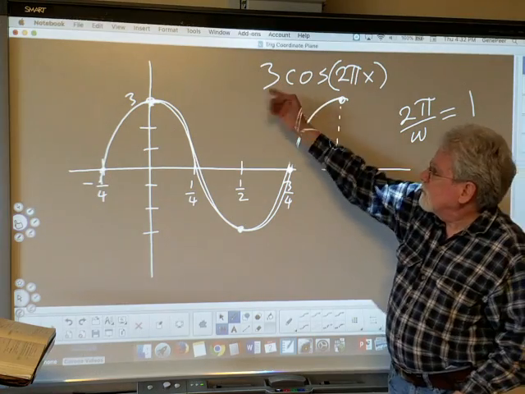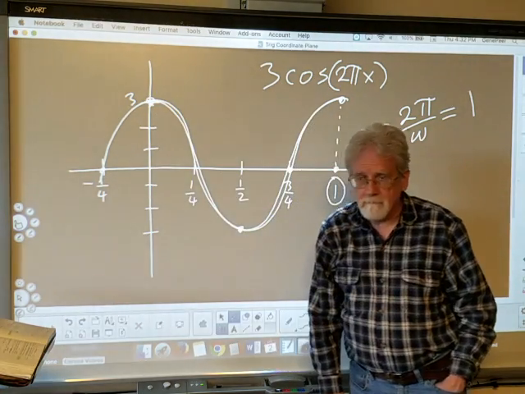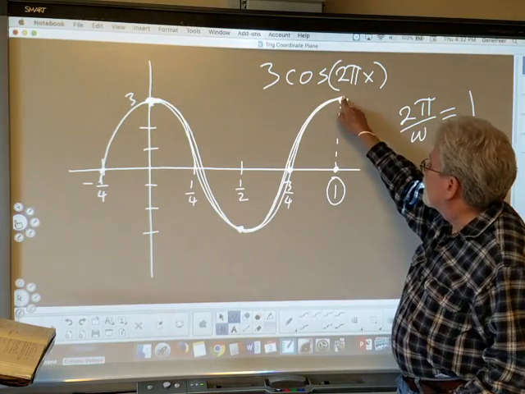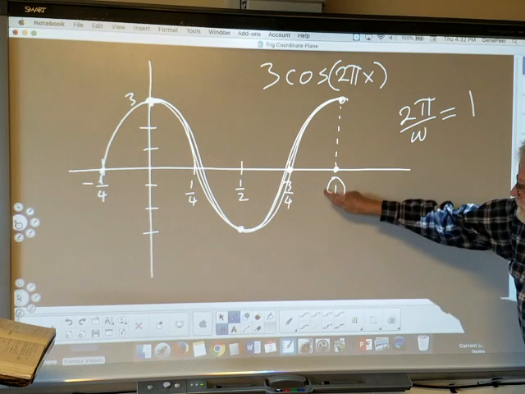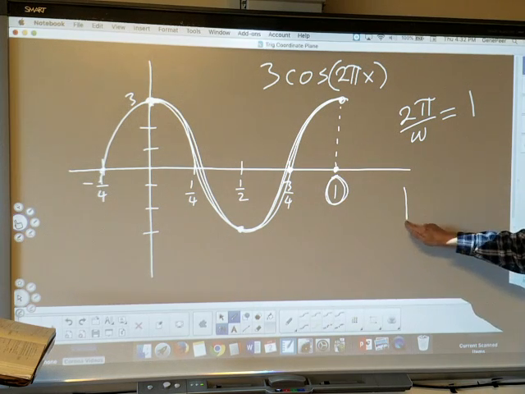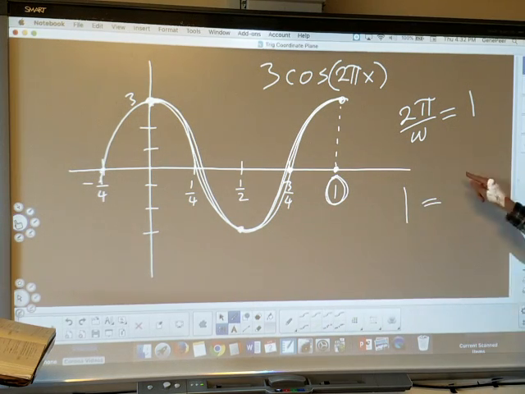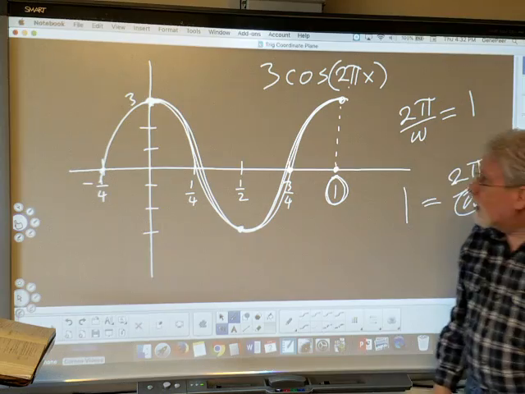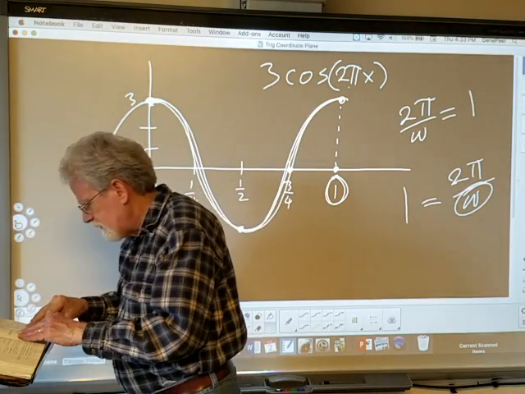Based on the amplitude, which is really the simple part, and then taking the period that we just observed from the graph, and set that period equal to the period formula, which is 2 pi over omega, and solve for omega. We find out that omega is 2 pi. Stick it right there in front of the x, and you're done. Not bad. Not bad at all.